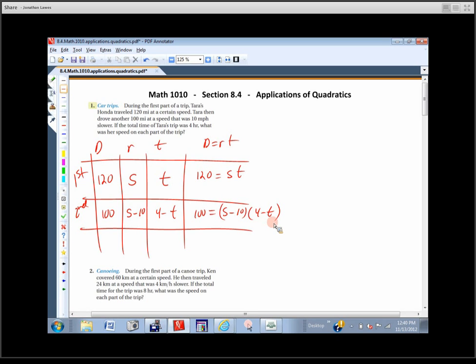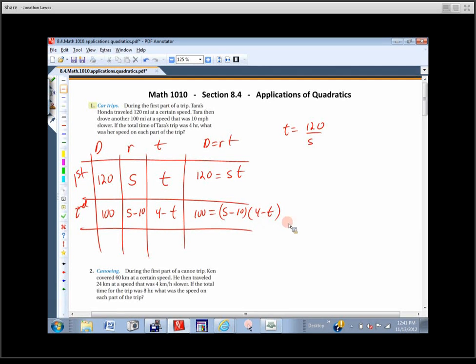Okay, then I look at this and I say, all right, look at the 2 of these equations. Pick a variable that's fairly easy to solve for. Of these 2 equations, which one's the easiest to work with? Probably this one right here. Okay, what variable do you want to solve for? Let's solve for t. So this is going to be t equals 120 over s. If I solved this one for t, let's solve this one for t also.